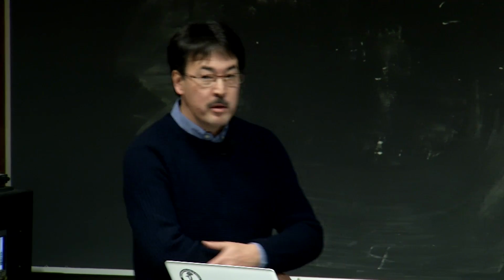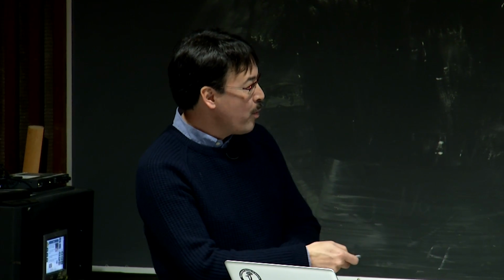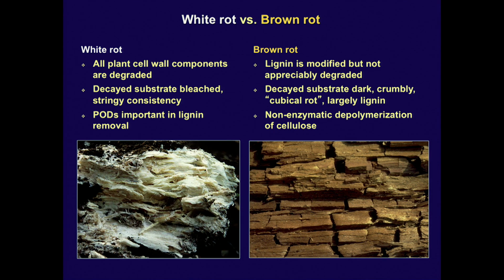Okay, so two main modes of wood decay, white rot and brown rot. So in white rot, the substrate is white after decay, in brown rot, it's brown. White rot is sort of the brute force mechanism. The fungi attack the lignin and all the carbohydrate components of the plant cell wall. And these class 2 peroxidases are really important, we think, in lignin decomposition.